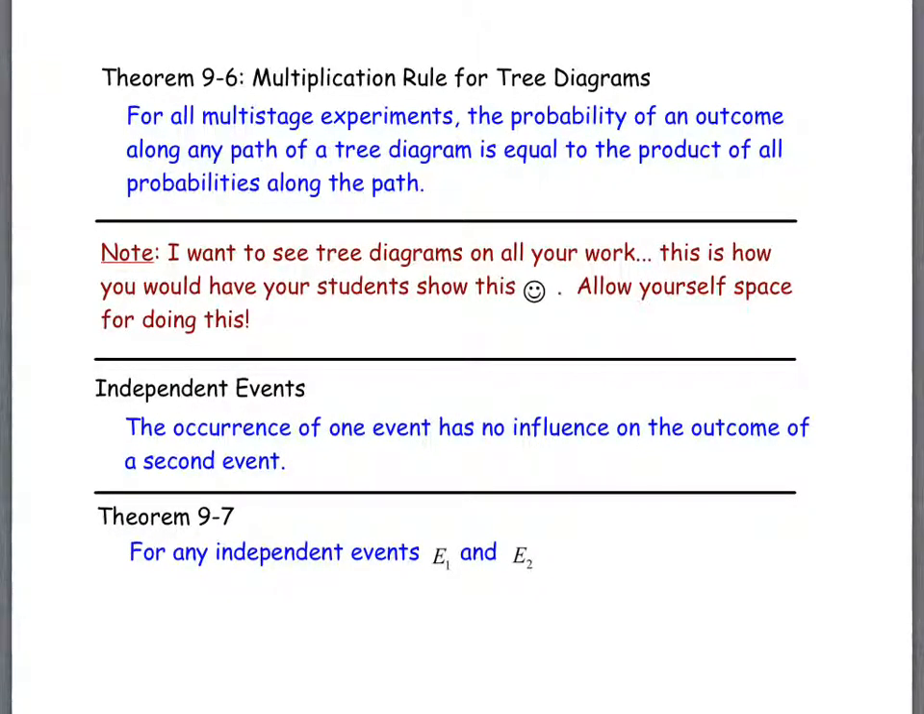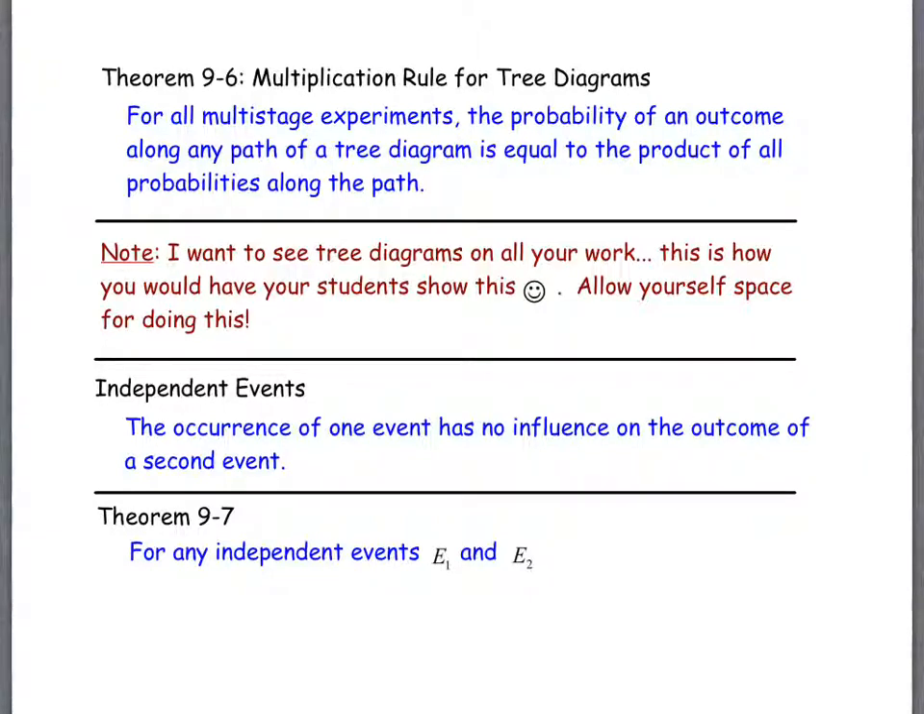All right, so this note in the middle of the page, it's actually red on my screen. It's not very bright, so you can't see it too well. But highlight it, circle it, star it, something. This is important. I want to see tree diagrams in all your work. All of it. Because at the level of age of kids that you would be working with for probabilities, that's how they do the problems.